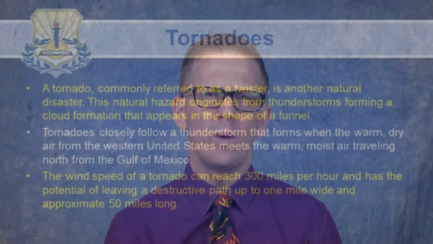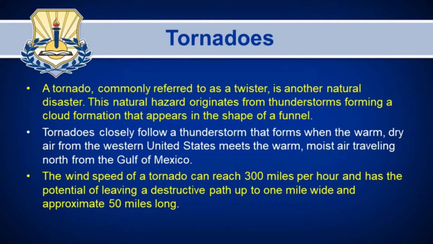So again, tornadoes are referred to as twisters. They appear like thunderstorms, but they also come out in a shape of a funnel. They're closely related to the thunderstorms, much as when they're starting to form, as warm, dry air from the western states, and then you have the warm, moist air that's coming from the southern Gulf area.